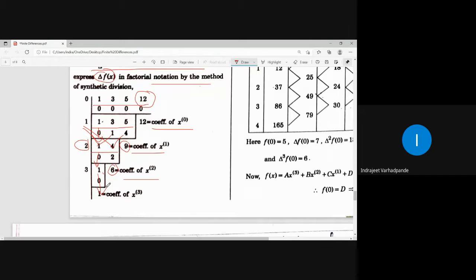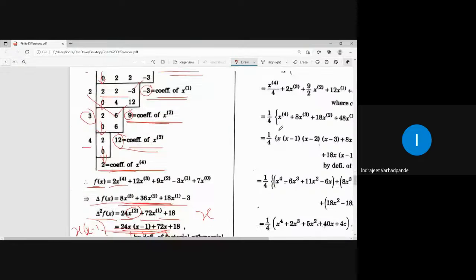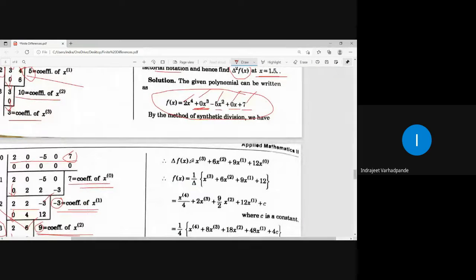So accordingly, what is the coefficient of the highest degree? The coefficient of the highest degree is 1 and the highest degree of the factorial polynomial is x to the power 3 factorial. Now expressing it in the reverse way: 12 into x to the power 0 plus 9 into x to the power 1 plus 6 into x to the power 2, 1 into x to the power 3. That is how we will be writing it down: 1 into x to the power 3, 6 into x to the power 2, 9 into x to the power 1, 12 into x to the power 0 factorial. This is your delta f of x from the given plain polynomial, in factorial notation.